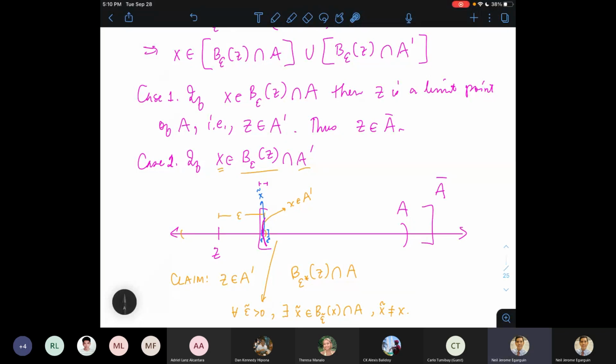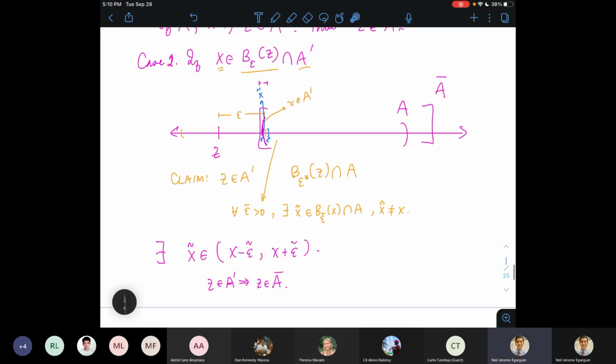So that means A bar contains all of its limit points. Dahil na-contain niya lahat ng limit points niya, si A bar ay isang closed set, which takes care of the first half of the thing that we want to prove. Okay?